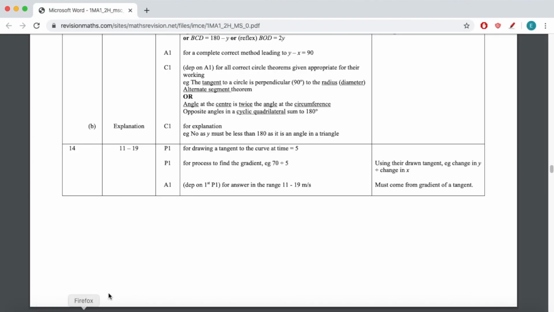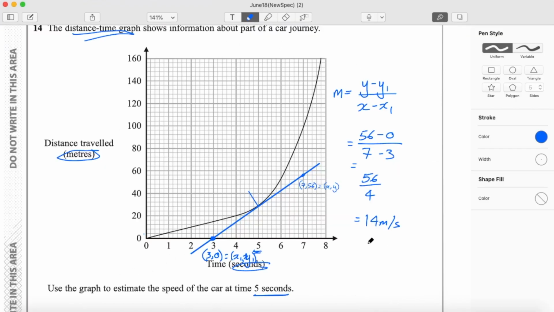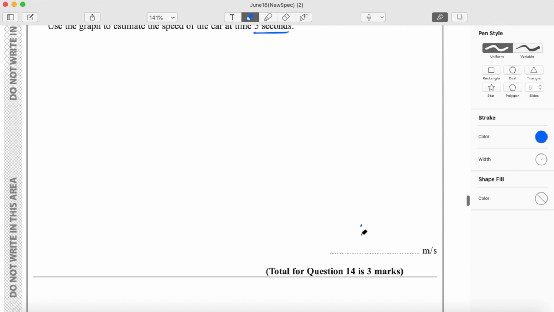Let's just look up the answer. Question 14, we're looking for a range between 11 and 19. So drawing a tangent to the curve at time 5, we did that. Process to find the gradient, which we did as well, using our tool m equals y minus y1 over x minus x1, and then we're looking for an answer in the range. So we've achieved all those marks there. 14 metres per second, 3 marks.